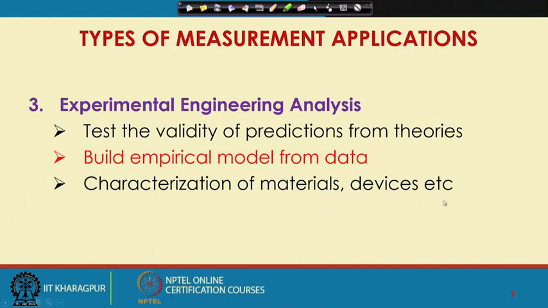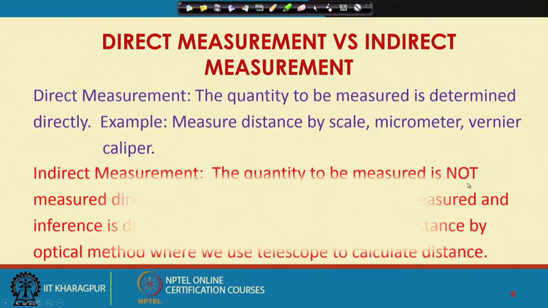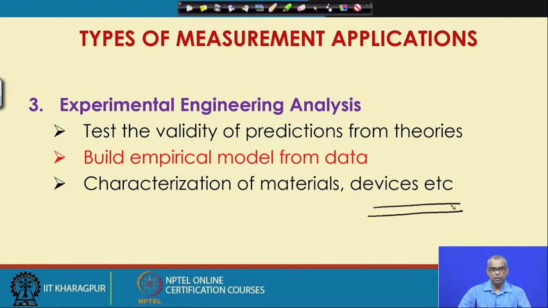Characterization of materials and devices. So, you can measure with an objective to characterize the material. So, you want to know what are the different properties of the materials. So, characterization is an important aspect of measurement.